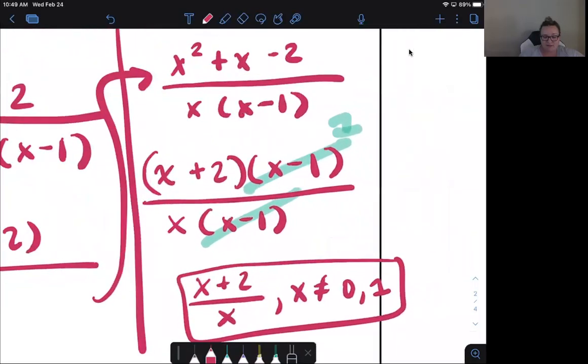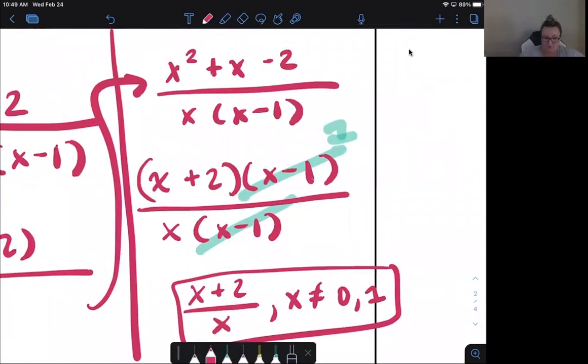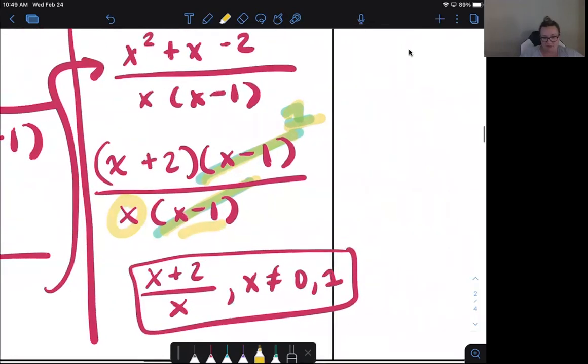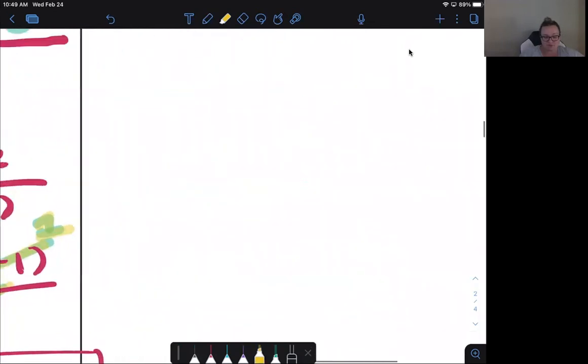So I found that x squared plus x minus 2 factored to x plus 2 times x minus 1. Then x minus 1 divided by x minus 1 became 1. x plus 2 times 1 is just x plus 2, and then over x. And x can't be 0, and it can't be positive 1. Hopefully our answers match. All right, so I walked you through that one.